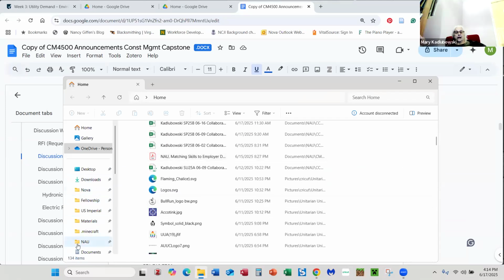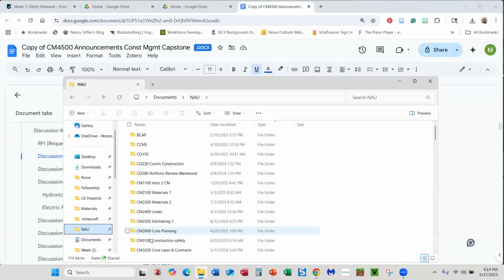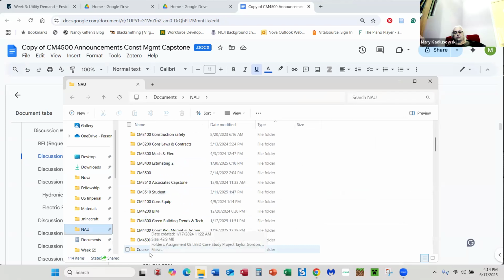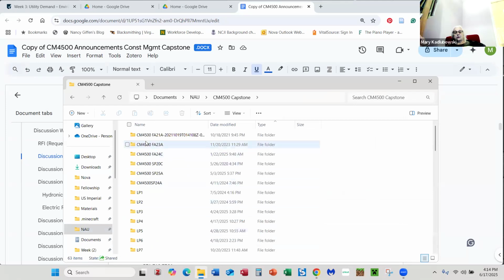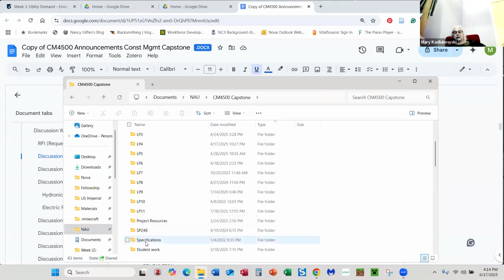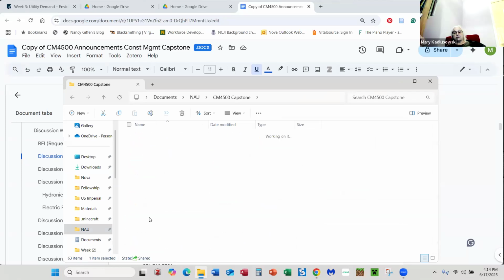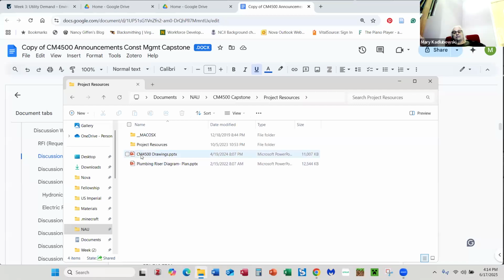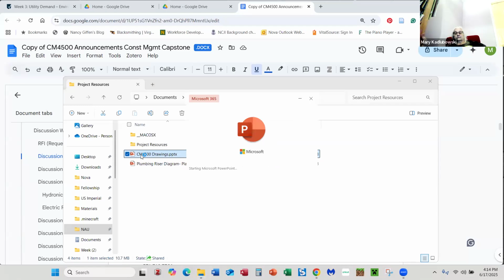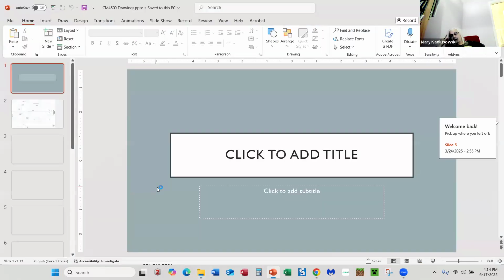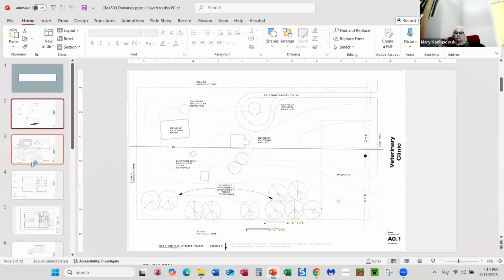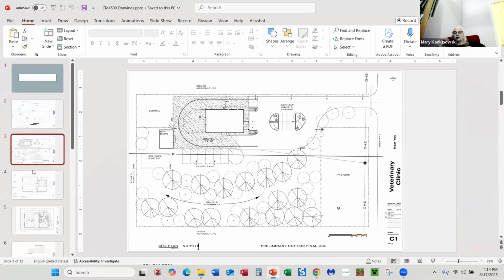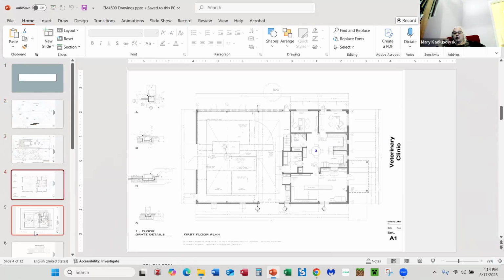Okay, so we are looking at NAU 4500. It should be something like project resources, is where I put it. So here are our drawings.